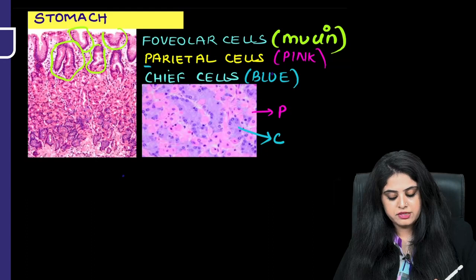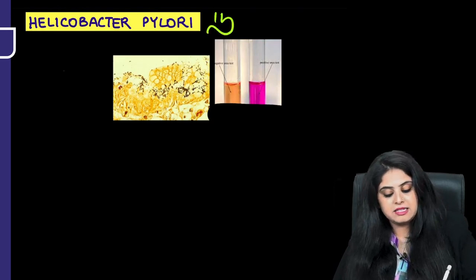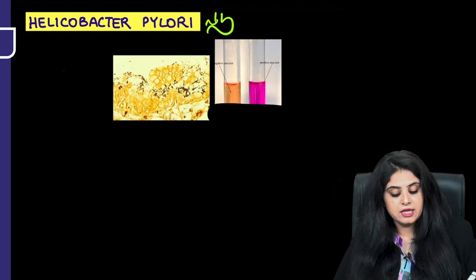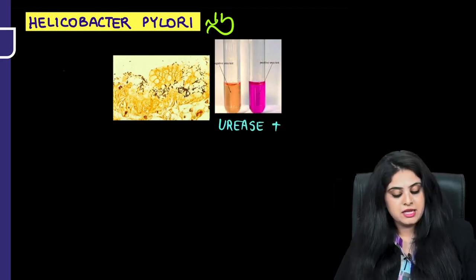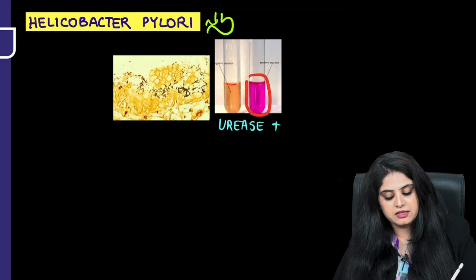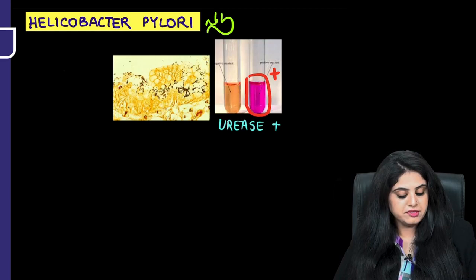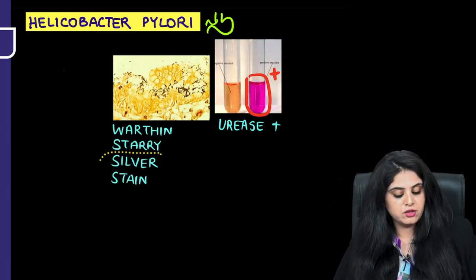Now let's go on to the diseases. Before I start, I hope everyone is aware that when I'm talking about the stomach, there is definitely one bacteria that takes away all of the highlight, and that is the Helicobacter pylori. Guys, do you remember Helicobacter pylori is a urease producing organism, and in the urease test, it gives a pink color, so it's a urease positive organism. And what is the most famous stain for it? The WSSS, Warthin Starry Silver stain. Don't forget your basics.